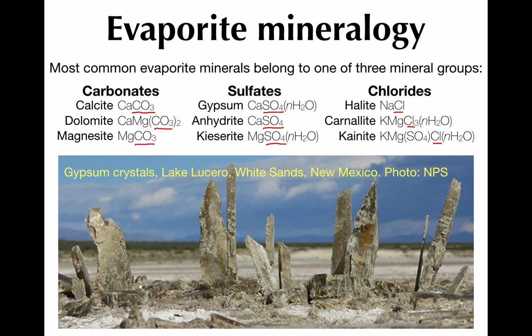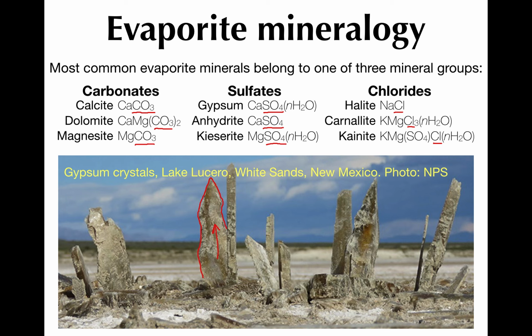So the image in this slide here shows gypsum crystals that were precipitating from the bottom of a lake. They basically grew upwards into the water column when this lake was still filled with water. And that would have been a brine at that point. Once these gypsum crystals formed, the lake shrank even further. This part of the lake bed dried out, and now these poor crystals are left stranded away from their parent brine.